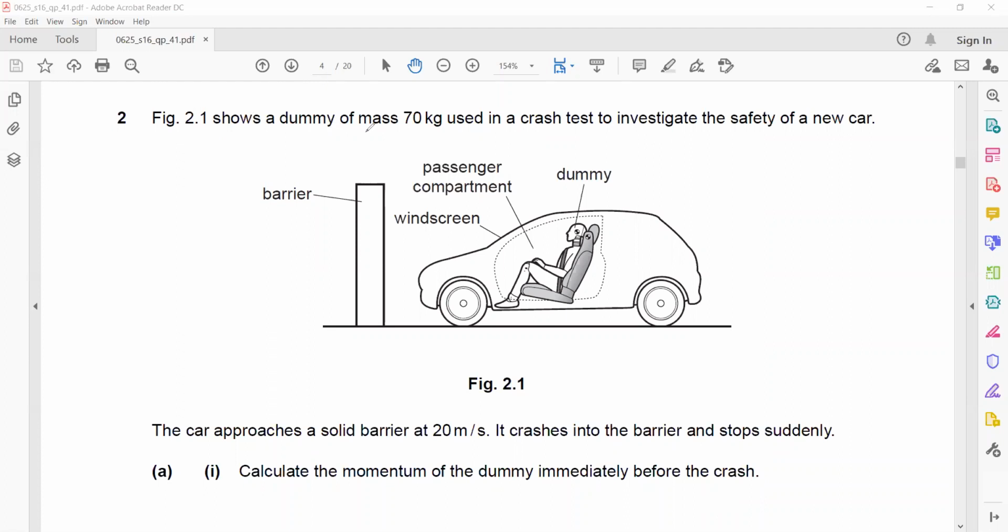So before the crash, the dummy was also moving with 20 meter per second, and the mass of the dummy is given, 70. So momentum is a product of mass and velocity. What is the reason why 2 marks are there? 1 mark is for writing a formula, and the second is to get the answer, the calculation part. Momentum is a product of mass and velocity.